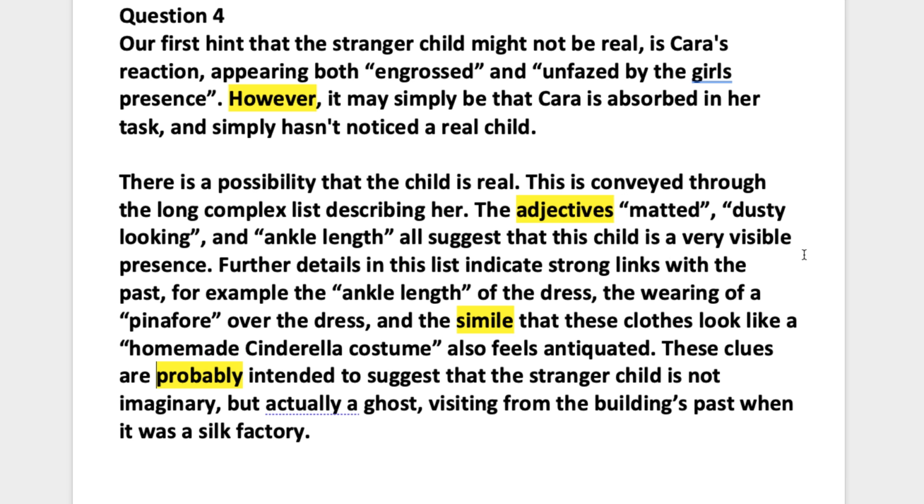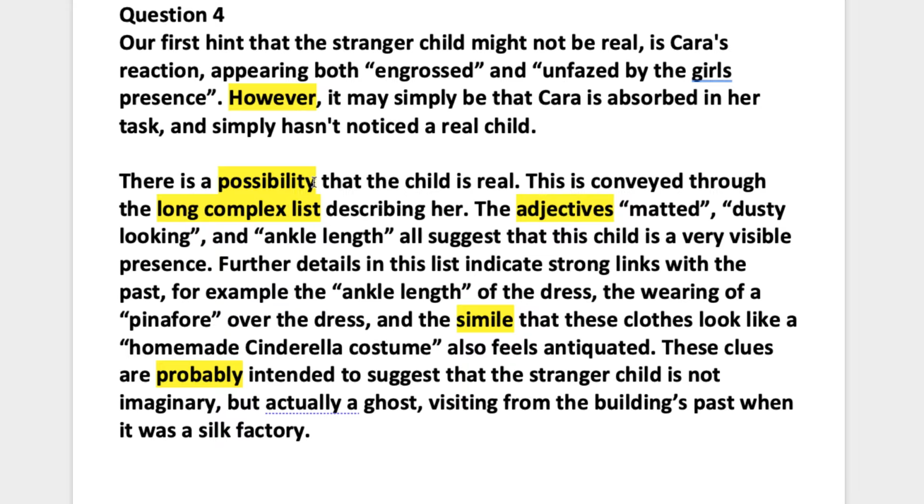Let's look at some of the features of this paragraph. So I've highlighted my methods here, so the use of adjectives and the simile. I should also have highlighted the long complex list. That's also a method the writer's using. Let's look at the words possibility and probably. These all show that I'm exploring different interpretations, which means I'm evaluating and getting into the top mark band.